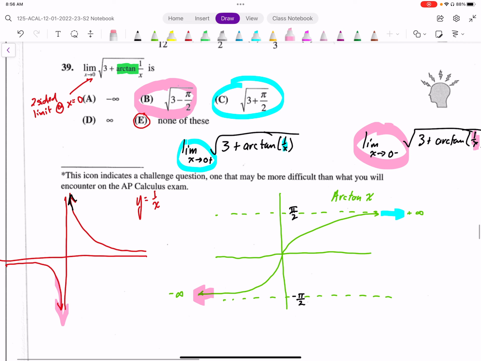But because the 1 over x does not have a two-sided limit, we say that the limit does not exist for 1 over x. And so the answer for this 39 would be E.